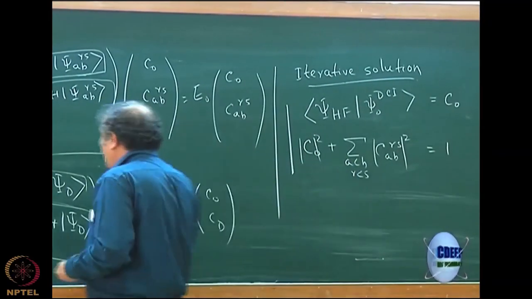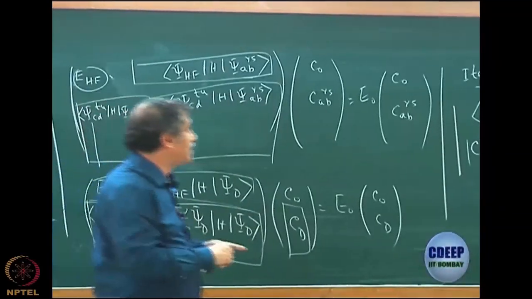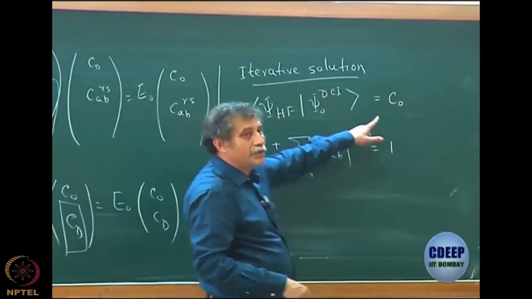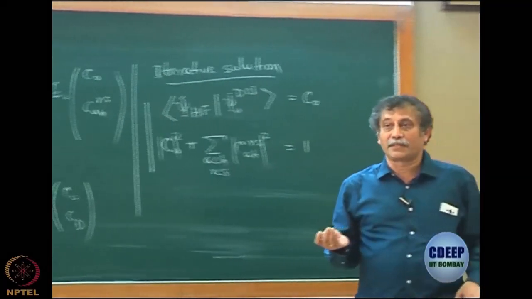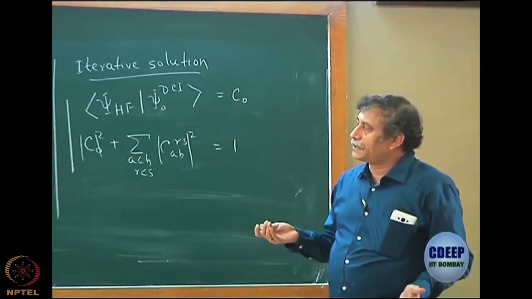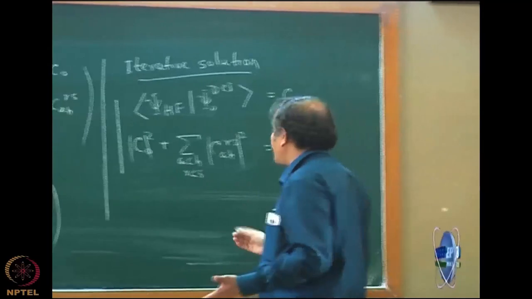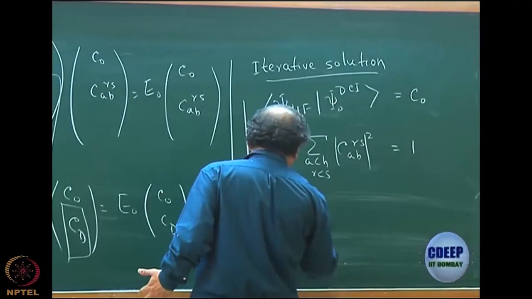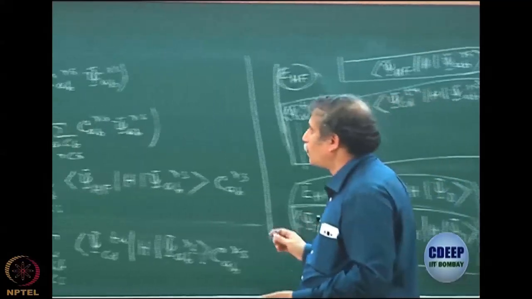So this is the thing that we get, and clearly this is not an intermediate normalization, because for intermediate normalization you must have C naught equal to 1. So the question is, can I introduce intermediate normalization in CI? If you look at the problem, you will realize that this can be trivially done. Simply set C naught equal to 1.